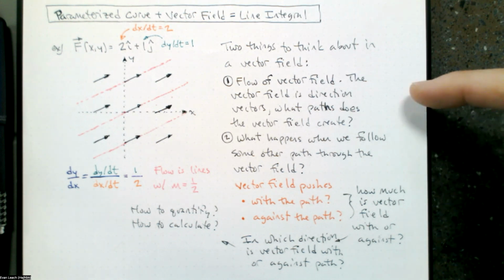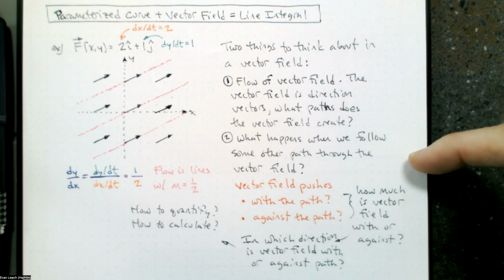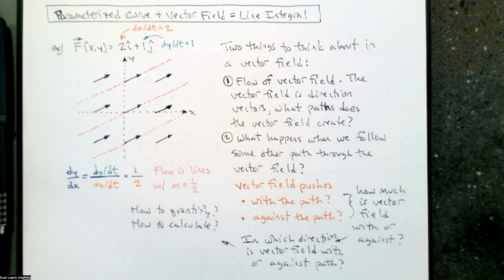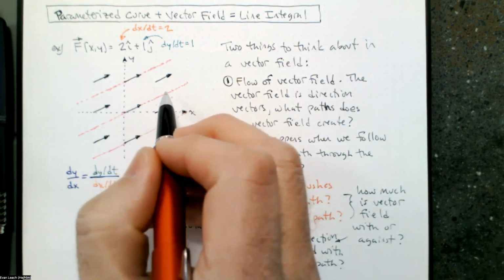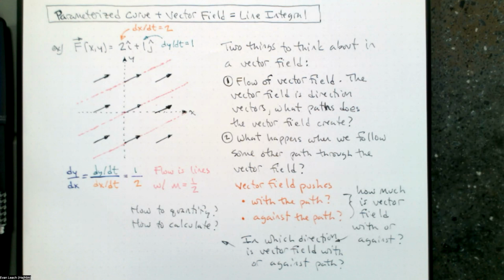And the second thing we want to think about is what's going to happen if we try to follow some other path through that vector field. Sometimes if we're walking along a path, the vector field is helping, and sometimes it's going to be hurting. Imagine if our path through the vector field started at the origin and went in a line with a slope of 1. The vector field is pushing us along. We've got a tailwind. We're going to be going much faster. We're going to be doing less work to get the same thing.